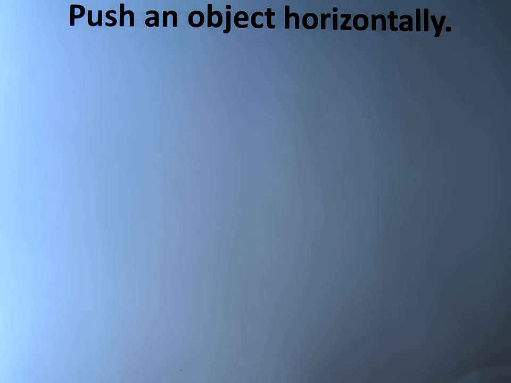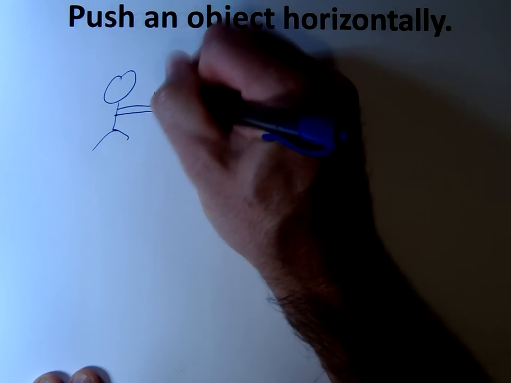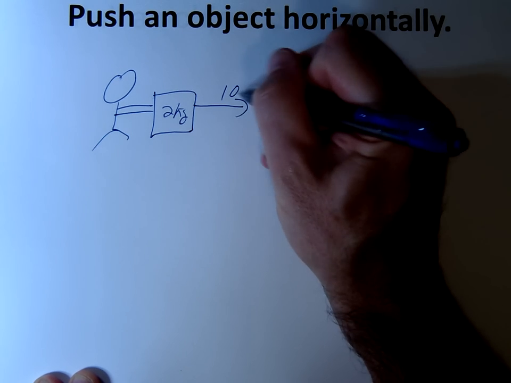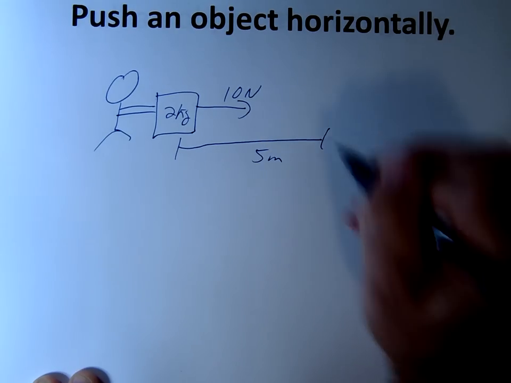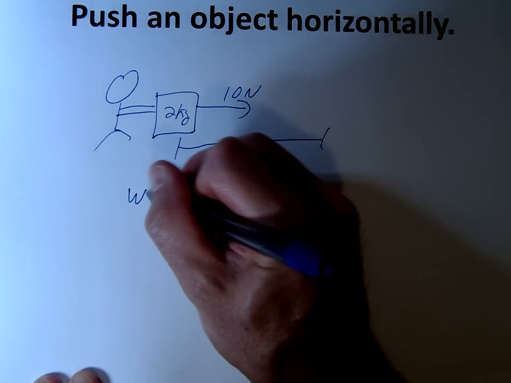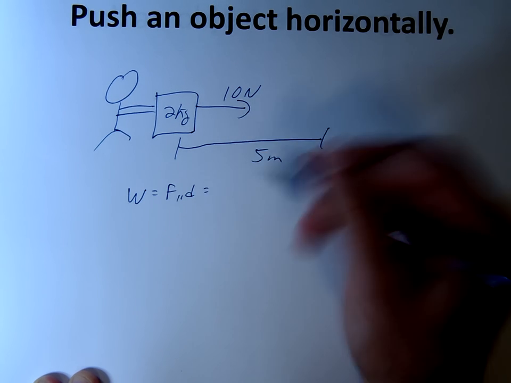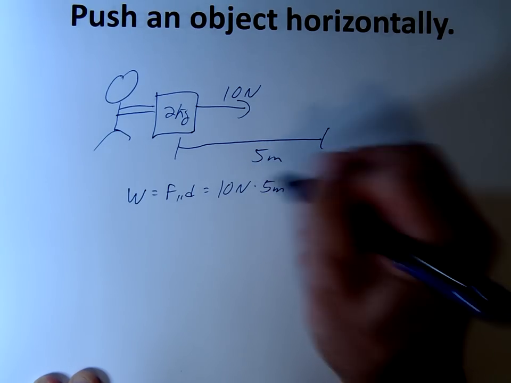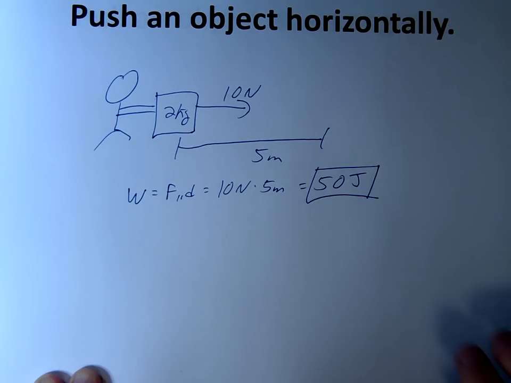So let's do a real simple example. Let's imagine we're going to push an object horizontally. So for example, here I am, I'm going to push, let's say, a 2 kilogram object with a 10 Newton force over a distance of 5 meters. So the amount of work I do is going to be, well, simply force parallel distance. So my force is 10 newtons, my distance is 5 meters, they're both parallel to each other, so the amount of work I do, 50 joules.